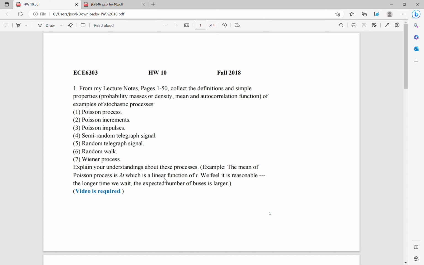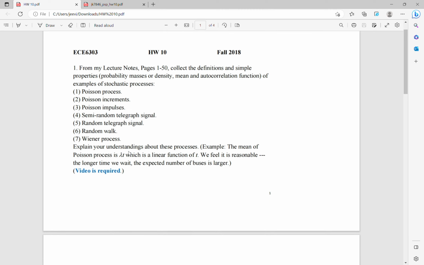Example: the mean of a Poisson process is lambda t, which is a linear function of t. We feel it is reasonable that the longer time we wait, the larger the expected number of buses. So in this question, we'll be explaining the definitions and simple properties of all of these. Let's have a look at the solution.